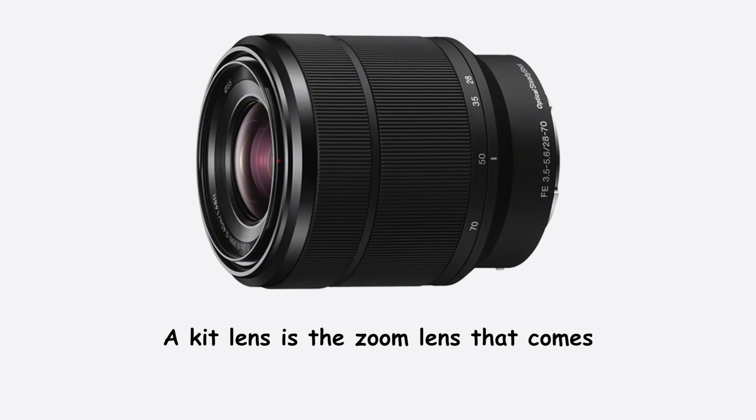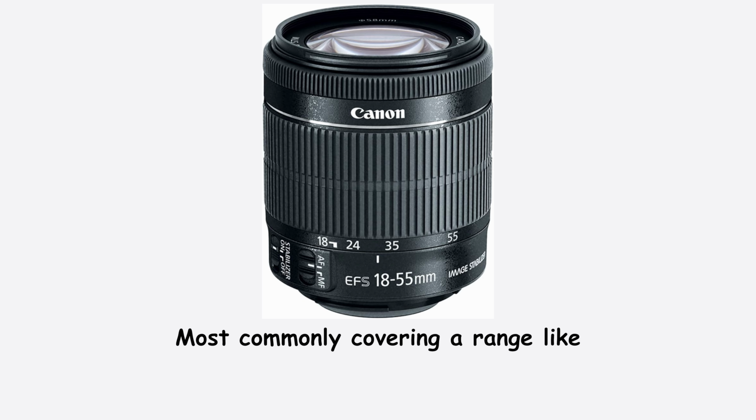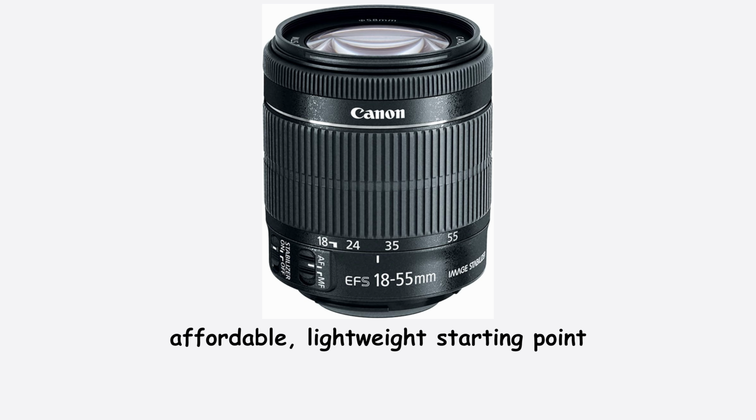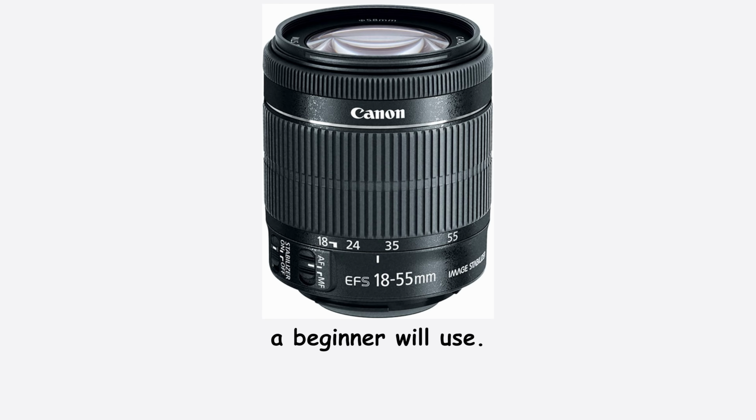Kit lens. A kit lens is the zoom lens that comes bundled with a camera body when sold as a package. Most commonly covering a range like 18 to 55 millimeters, it is designed to be an affordable, lightweight starting point that covers the most common focal lengths a beginner will use.